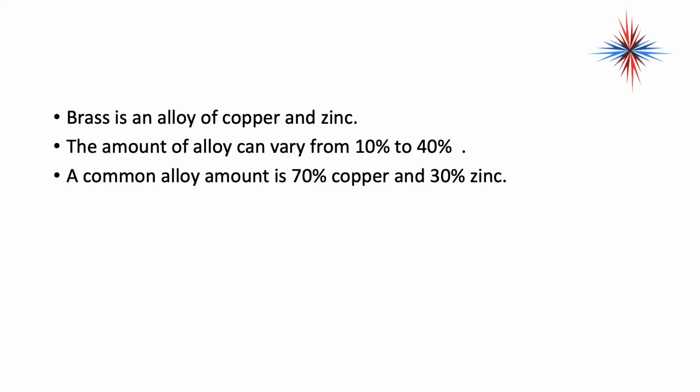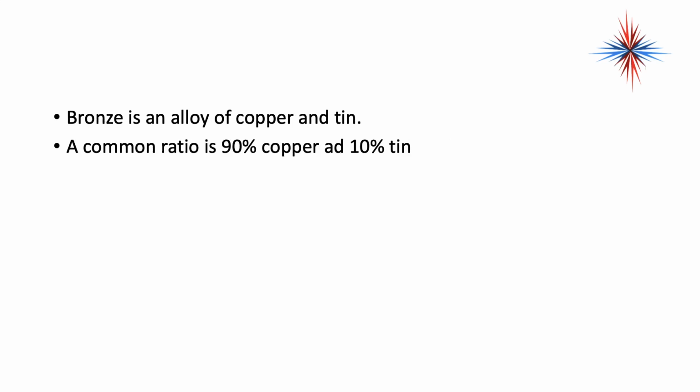Brass is an alloy of copper and zinc. By alloy, we mean a mixture. The amount of zinc can vary from 10% to 40%. A common alloy amount is 70% copper, 30% zinc. Bronze is an alloy of copper and tin. A common ratio is 90% copper and 10% tin.